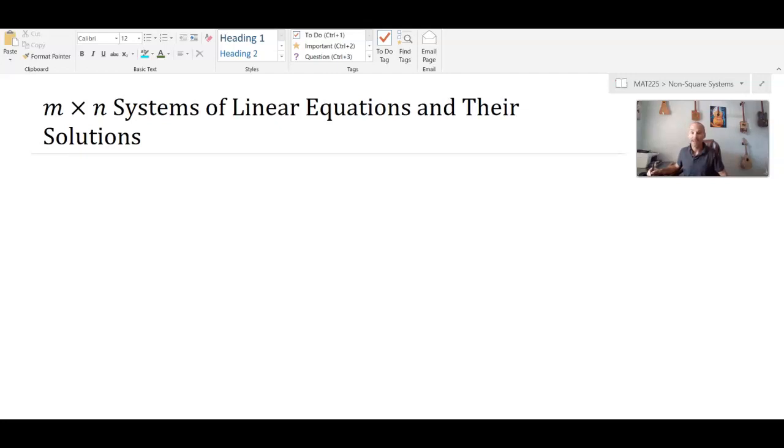Hello, welcome back. We've looked at systems so far that have been square: 0, 1, or infinitely many solutions. Most of the time, we have either more equations than variables, or more variables than we do equations. And so the Gaussian elimination process takes place in exactly the same way, though it looks a little bit different. I thought it might be useful for us to take a look at a couple of examples of those.